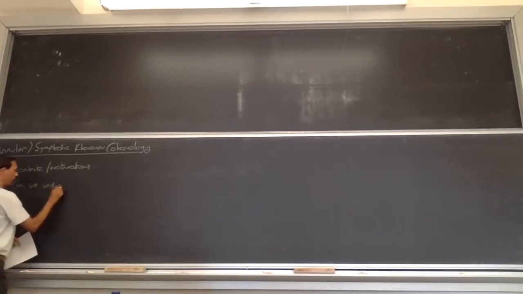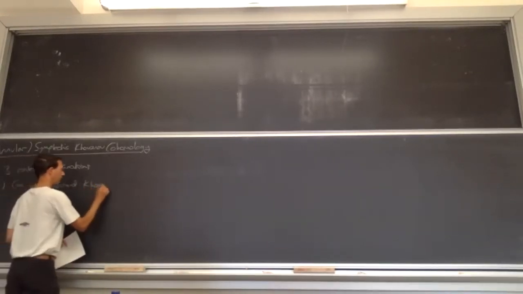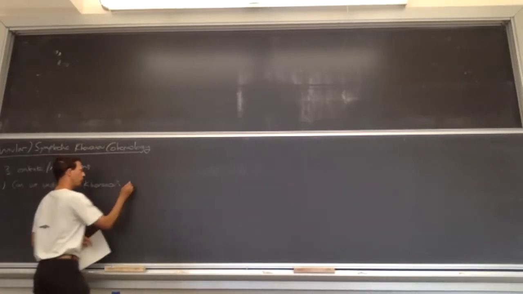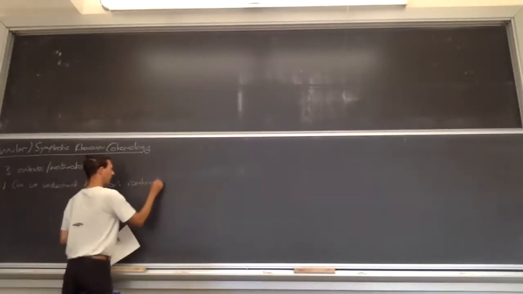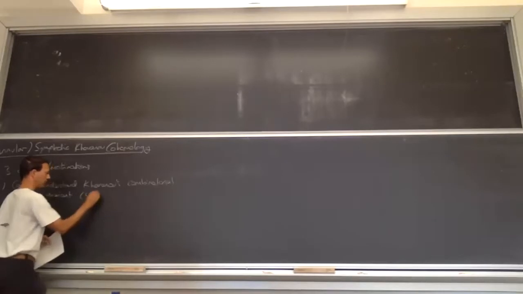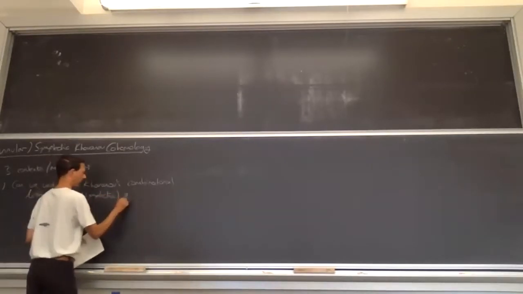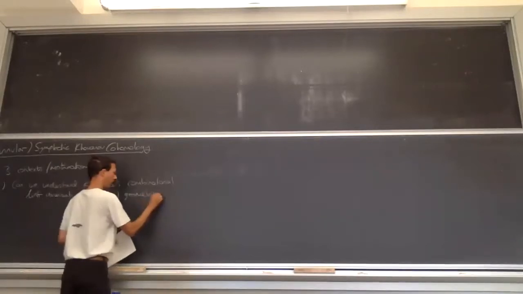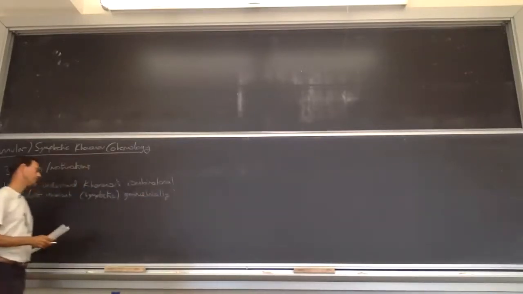So the first is, can we understand Khovanov's combinatorial invariant of links geometrically? Maybe I should clarify that to me that really means symplectic geometrically. And this was something that Khovanov asked in his very first paper on Khovanov homology. He asked, is Khovanov homology somehow a Floer theory?